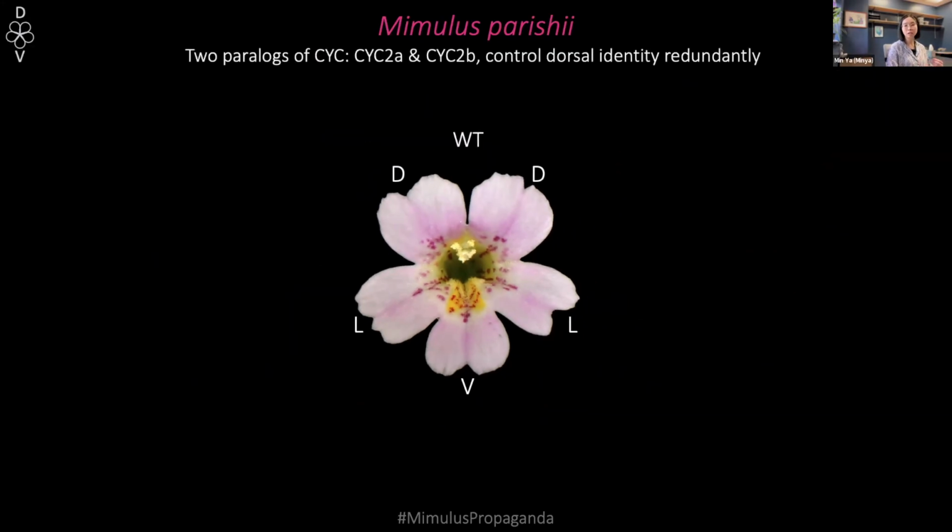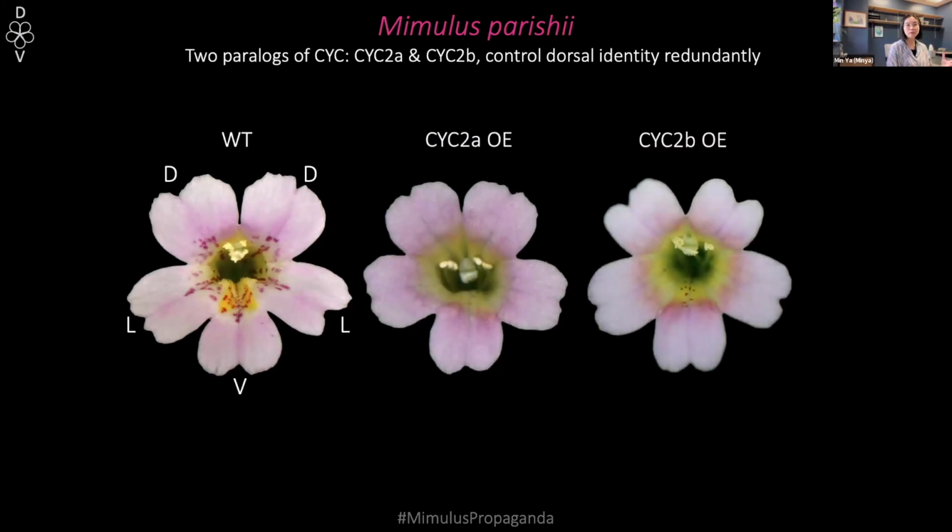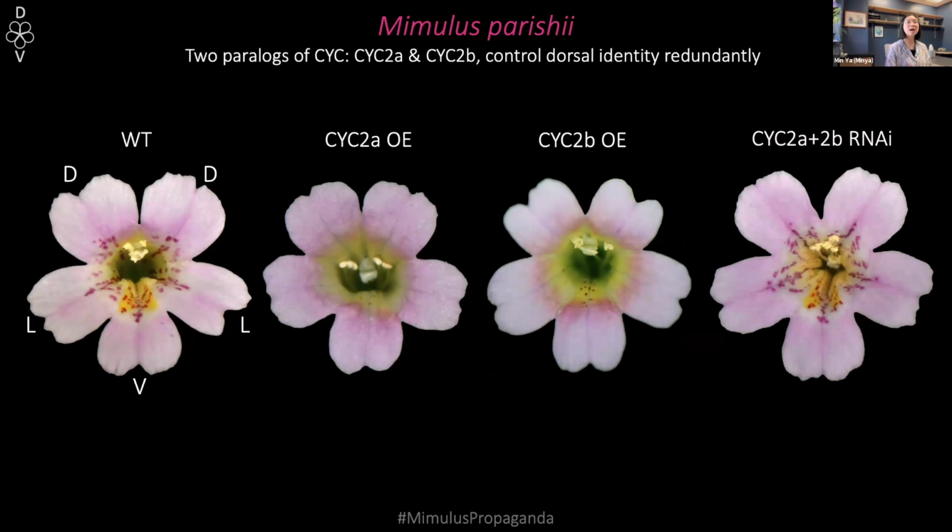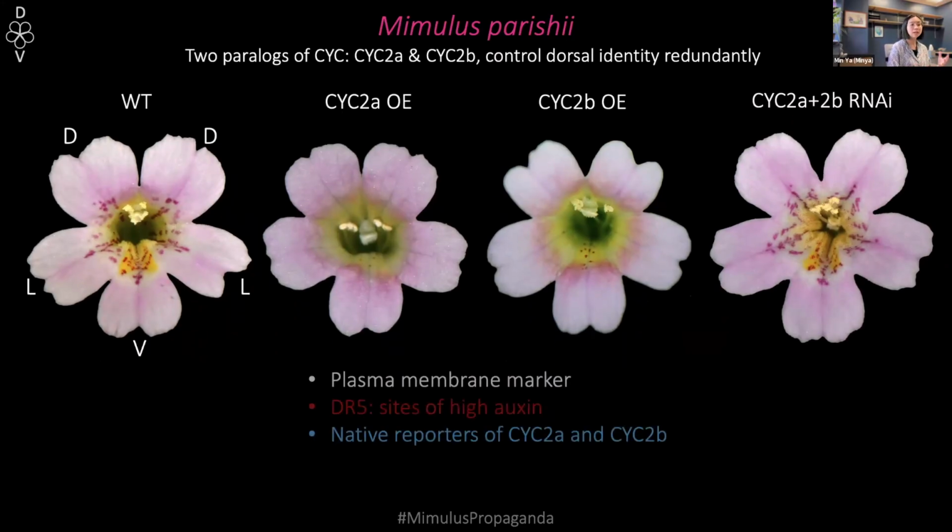So we have two paralogs of cycloidea in Mimulus, 2A and 2B. Both of them control dorsal identity redundantly. If we overexpress either of them, the flowers become kind of dorsalized. And if we knock both of them down, the flower becomes completely ventralized. To understand everything more closely, we put a few things in the plant. Firstly, a plasma membrane marker to see the cells and the tissue shapes more clearly. And DR5 as a synthetic auxin reporter that reports the sites of high auxin, as well as native reporters of Cyc2A and Cyc2B, translational reporters.